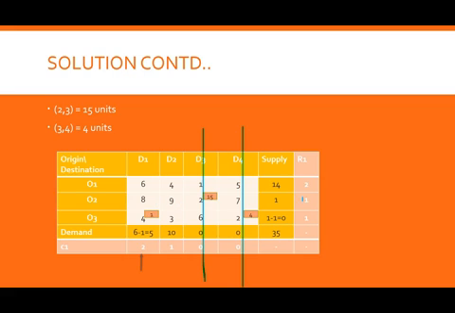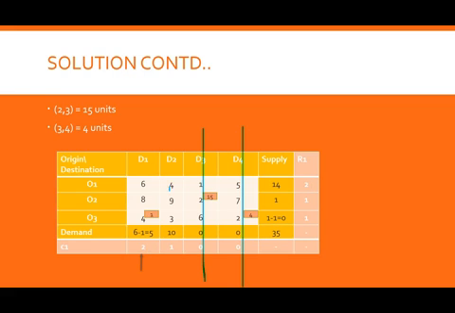8 and 9, difference is 1. 4 and 3, difference is 1. Here 4 and 6, difference is 2. 3 and 4, difference is 1. So once again, there is a tie. I have 2 here and 2 here.